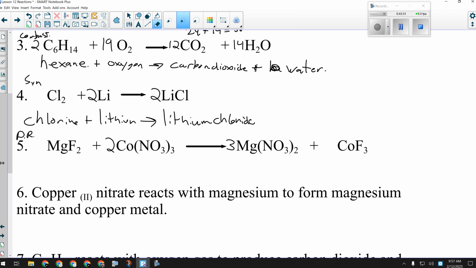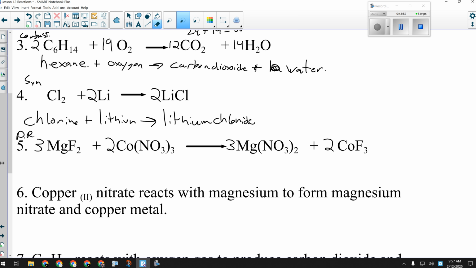These numbers also affect the other part of that compound. So how many cobalt do I have now? 2. What do I need to put in front of this? A 2. All right, when I do that, it gives me how many fluorine? Okay, I gotta back up over here. What do I need to put here? Okay, does that balance my magnesiums? Okay, reaction's balanced then.